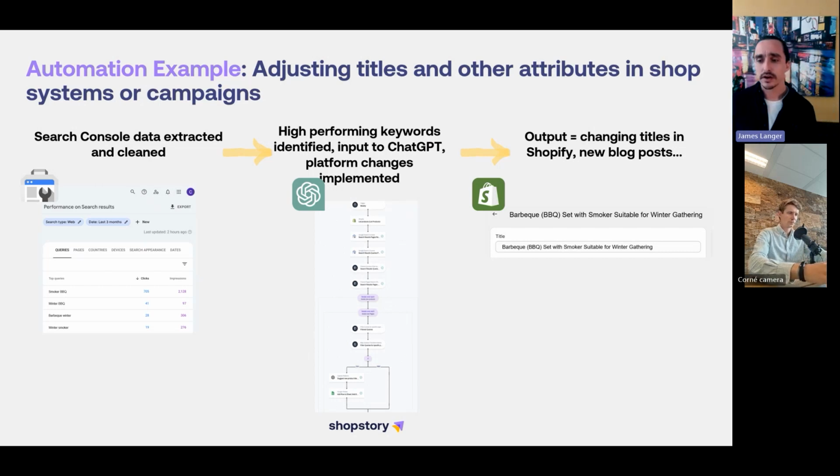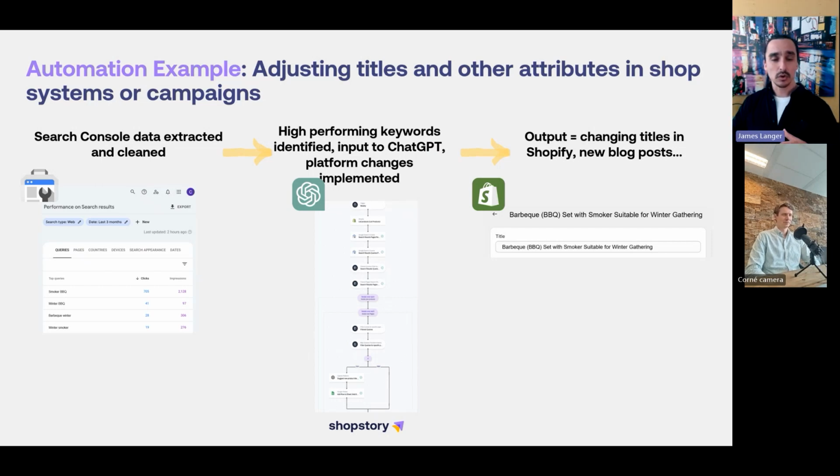And so what we do here is we input this into ChatGPT with, obviously, intelligent prompts. You can't just say to ChatGPT, hey, make it work, but you have to really speak to ChatGPT. And that's something we've been working on here at ShopStory. Once that's done, so all that Search Console data is extracted, it's cleaned, the threshold analysis is done, and we've extracted some really good keywords that are performing well.